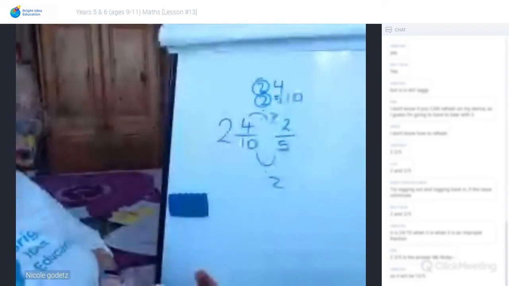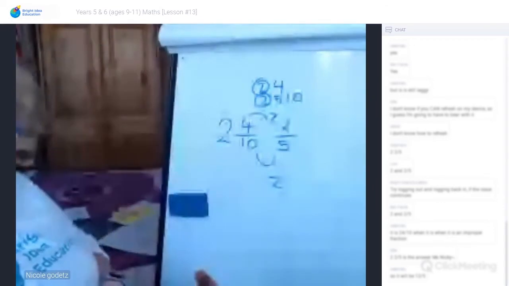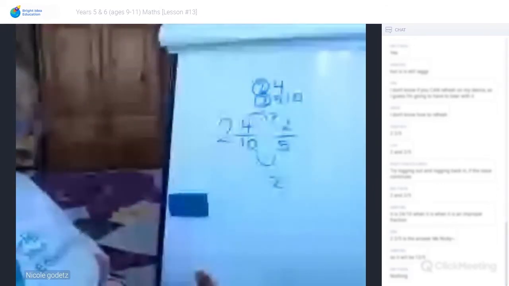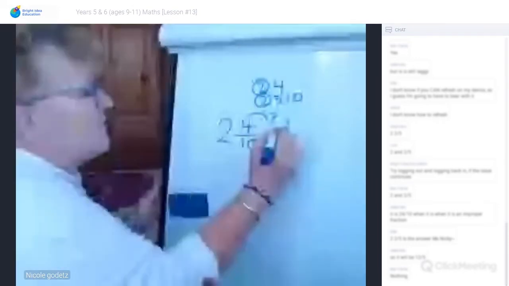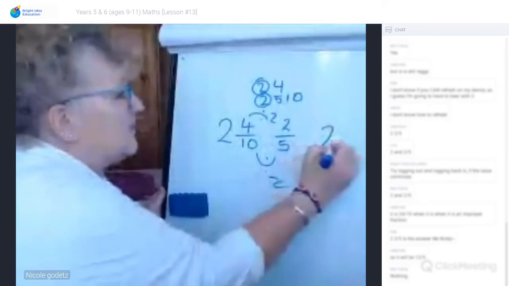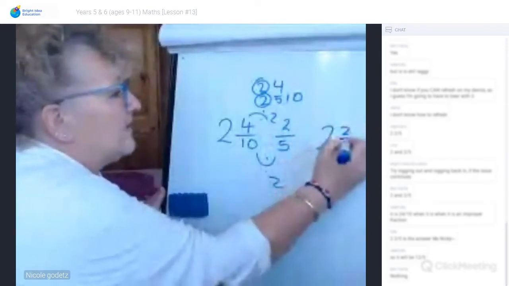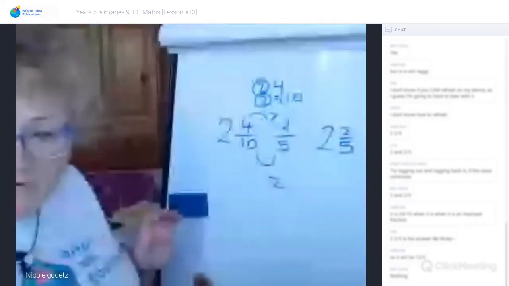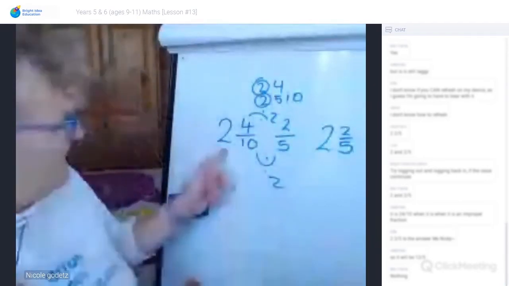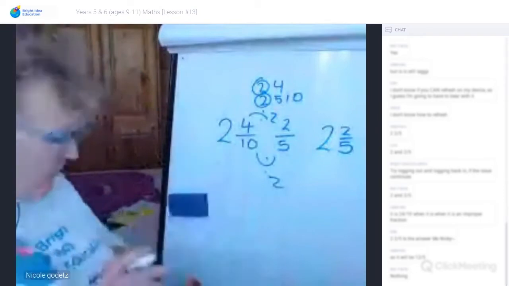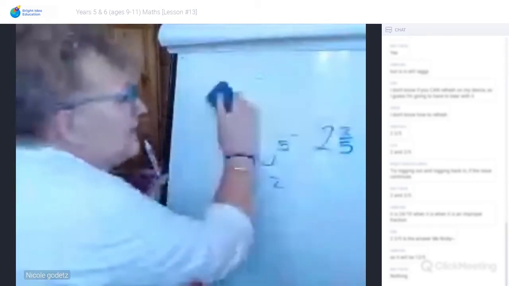The whole number just stays unchanged, because 2 whole ones is quite simply 2 whole ones. So 2 4/10 goes to 2 2/5. People have written 2/5. Don't forget the whole one. It was 2, not 1. Don't forget the whole one. That does not get left out. Okay. Let's try another one.